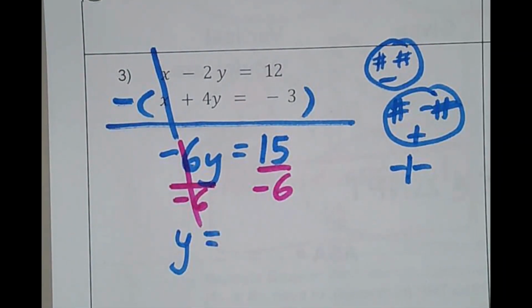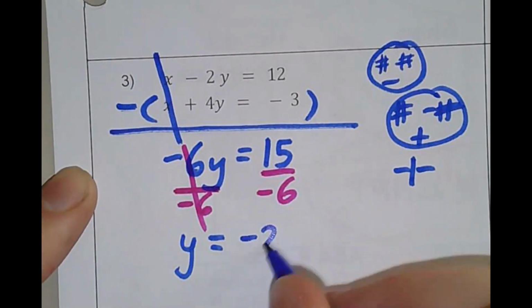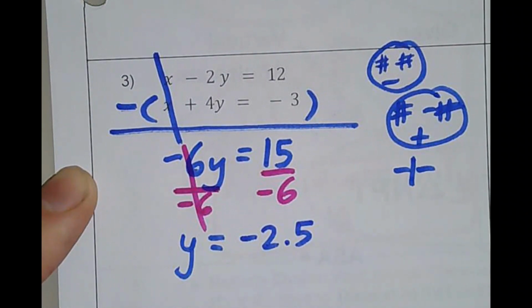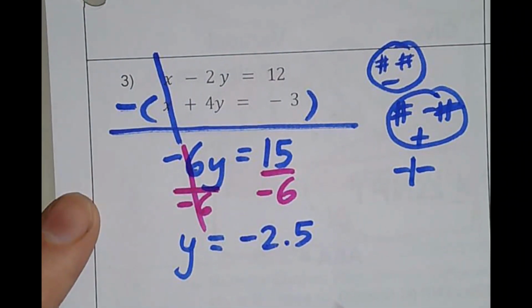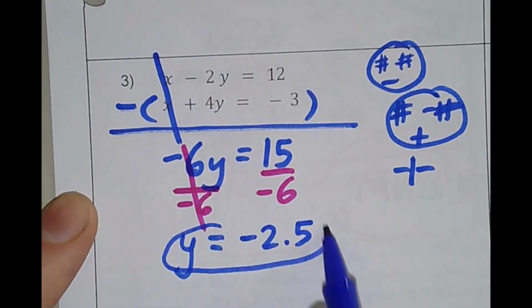And this one's definitely going to be a decimal. So let's see what it is. 15 divided by negative 6. The answer is negative 2.5. So we get the answer of negative 2.5 as our answer for Y.